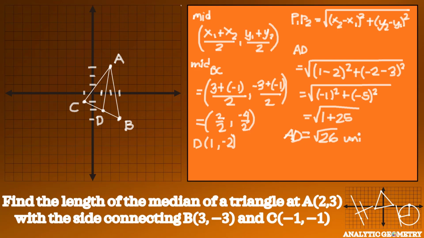No need to come up with an expression in decimal notation. Since this is an irrational number, we could have this as our final answer. By the way, if you interchange and choose point A as your point 2, you will have 2 minus 1, that's positive 1, and 3 minus -2, that's 3 plus 2, 5. You will still get the same result. So the length of the median AD from A to the midpoint of segment BC, known as D, is equal to square root of 26 units.